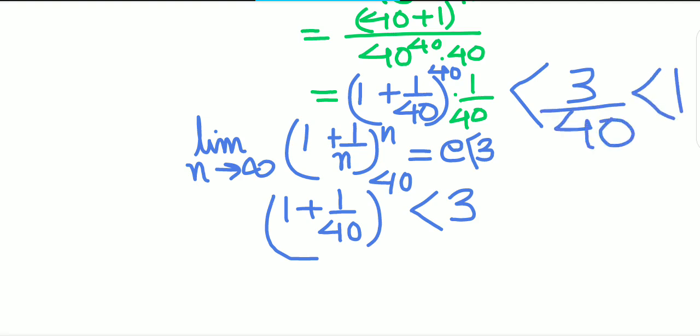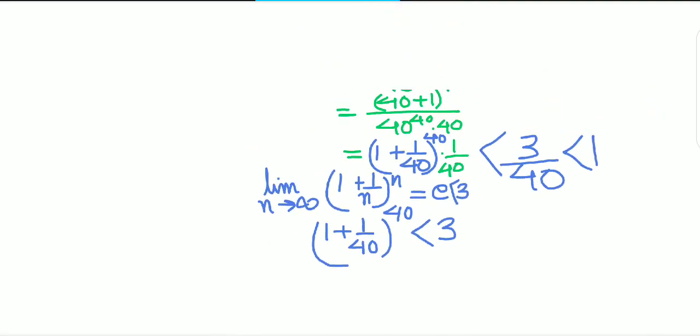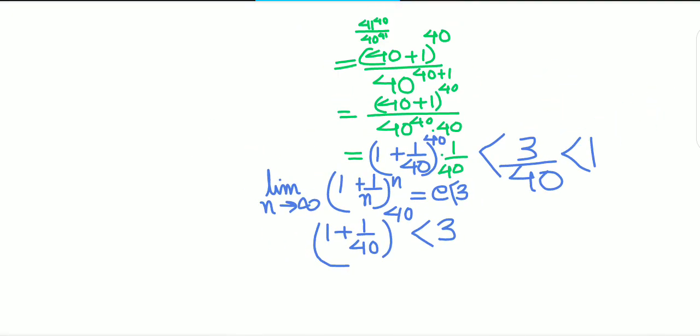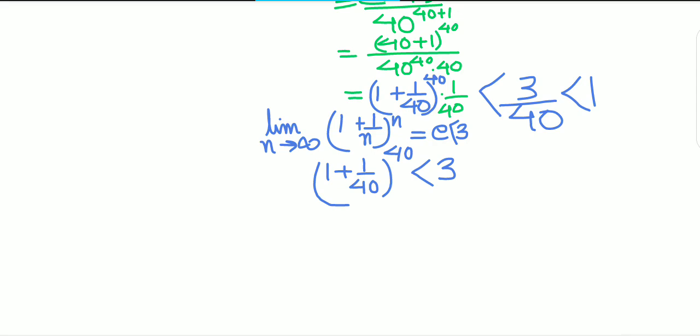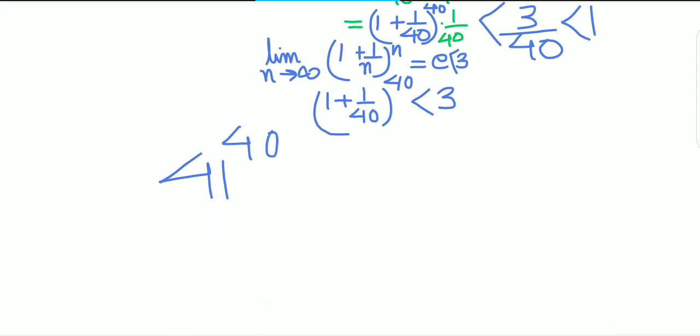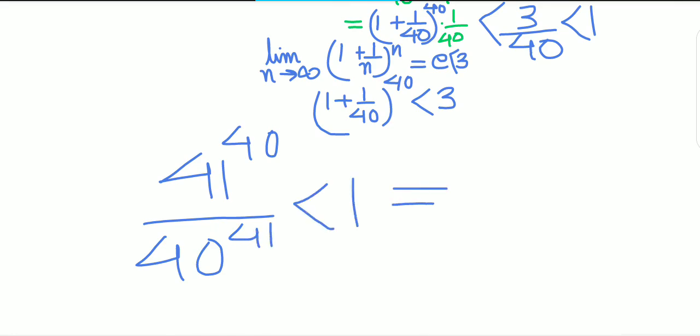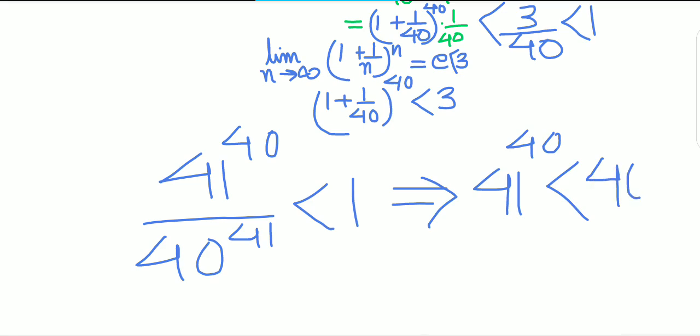So once I know that this quantity, 41 by 40, is less than 1, I know that 41 to the power 40 divided by 40 to the power 41 is less than 1. That automatically means that 41 to the power 40 is less than 40 to the power 41.